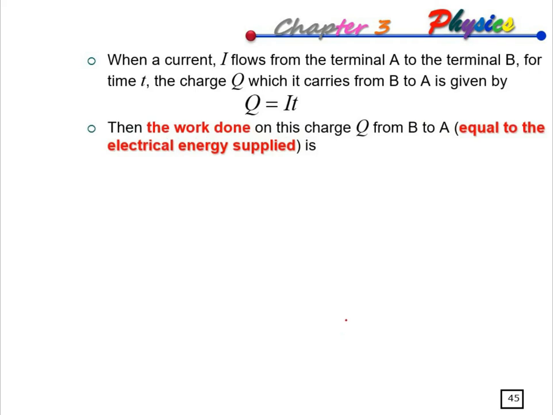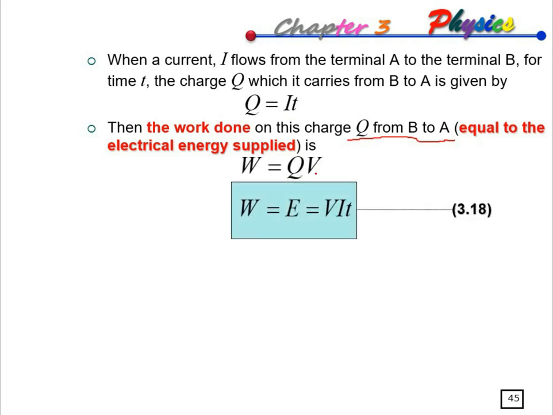When the current flows from terminal A to terminal B for time t, the charge carried from B to A is given by the equation Q equals I times t. Then the work done to bring this charge from B to A, which equals the electrical energy supplied, is given by W equals Q times V. If we substitute Q, we have the equation W equals E equals V I t, because Q equals I t.